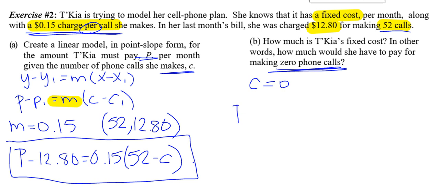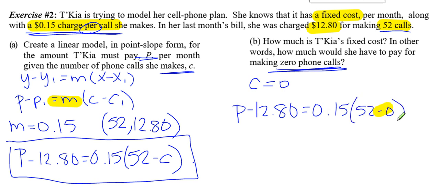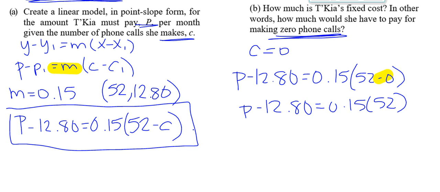I have P minus 12.80 equals 0.15 times 0 minus 52. So I have P minus 12.80 equals 0.15 times negative 52, which would give us P minus 12.80 equals negative 7.80.